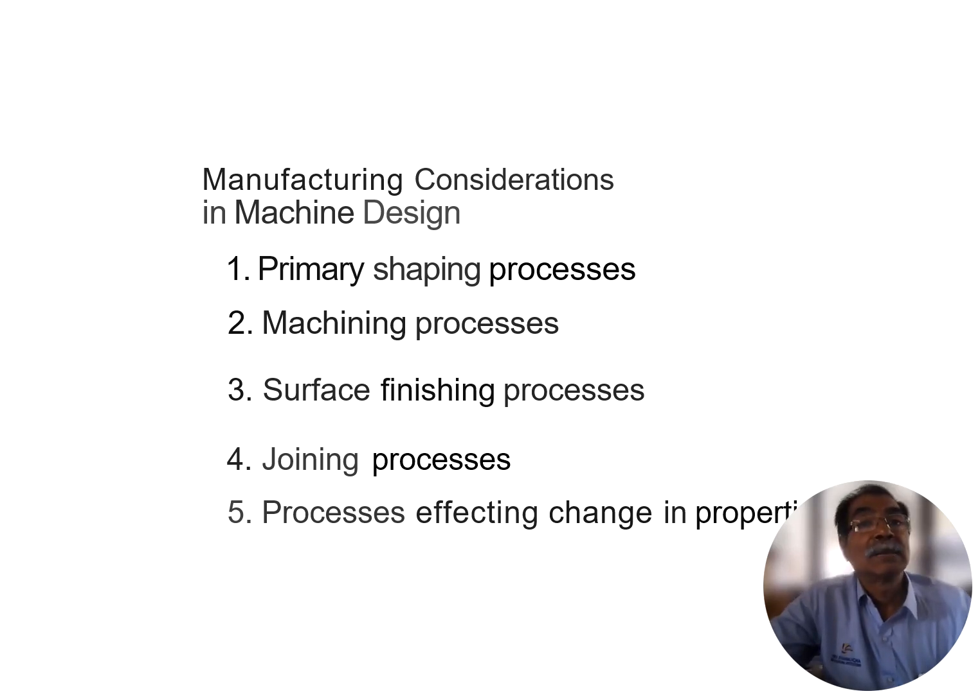The next one is machining processes. These processes are used for giving final shape to the machine component according to the planned dimensions. The common operations used for this process are turning, planing, shaping, drilling, boring, reaming, sawing, broaching, milling, grinding, hobbing, etc.